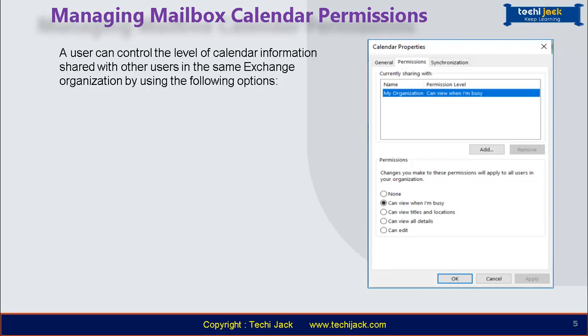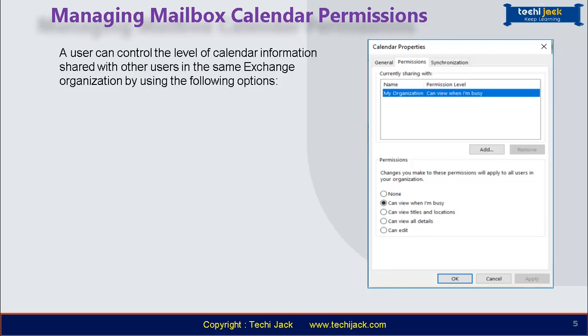Each user can go to the calendar view in Outlook, right-click the calendar and then select the sharing permission option. This will open the calendar properties dialog box. Here you can configure the permission for a specific user, or you can select the My Organization option and then configure global permission to your calendar for all the users in the organization.